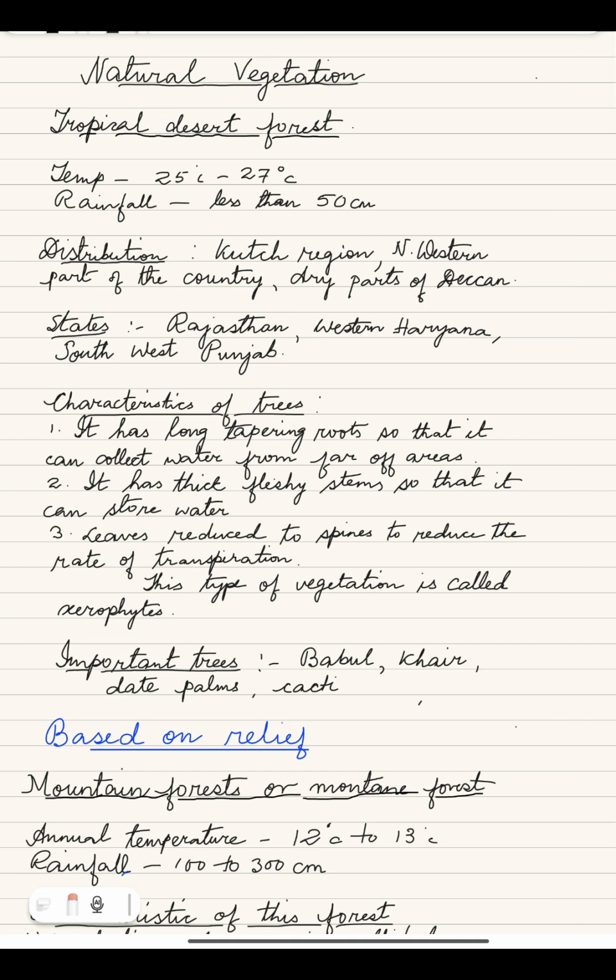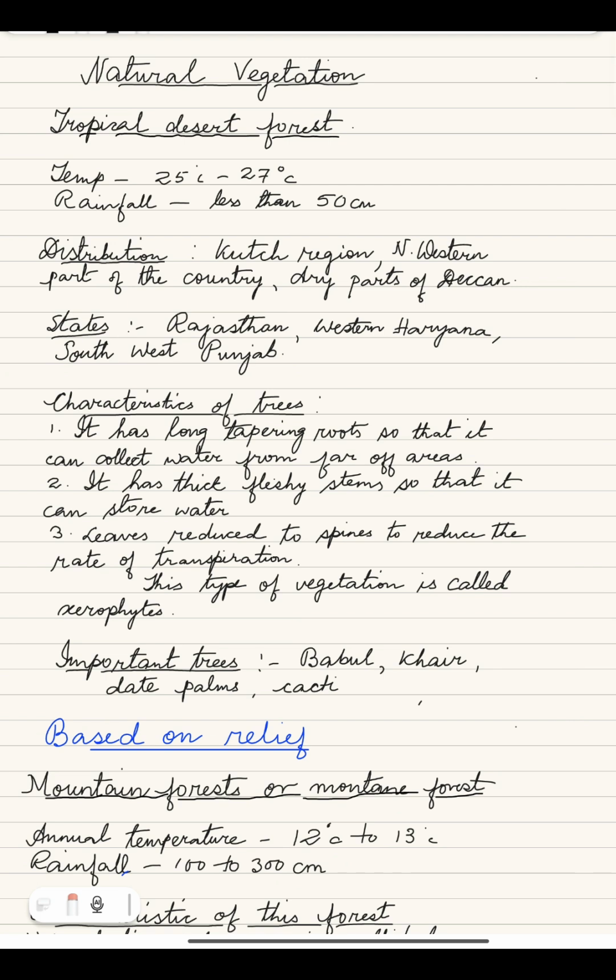In this video, let me continue with the chapter Natural Vegetation. Now, in my previous videos, I have told you natural vegetation, we can divide it into different types. One based on rainfall, another is based on relief.